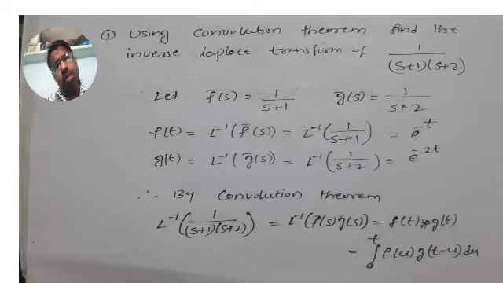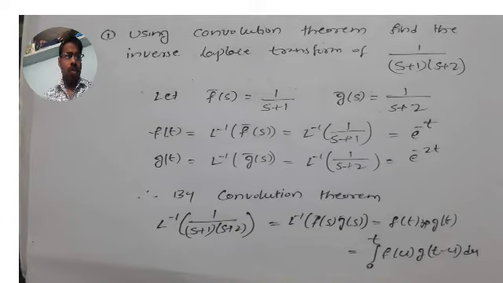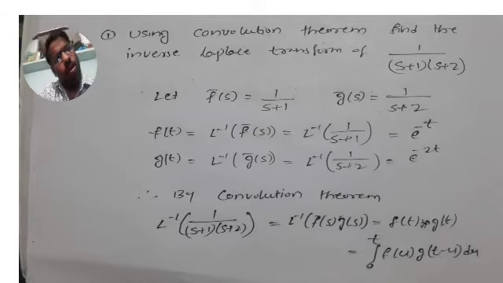So the question is, you have to find L inverse of 1 by s plus 1 into s plus 2 using convolution. So what is f bar of s into g bar of s? F bar of s is the first function, 1 by s plus 1, and g bar of s is 1 by s plus 2. You can take it vice versa, no problem.